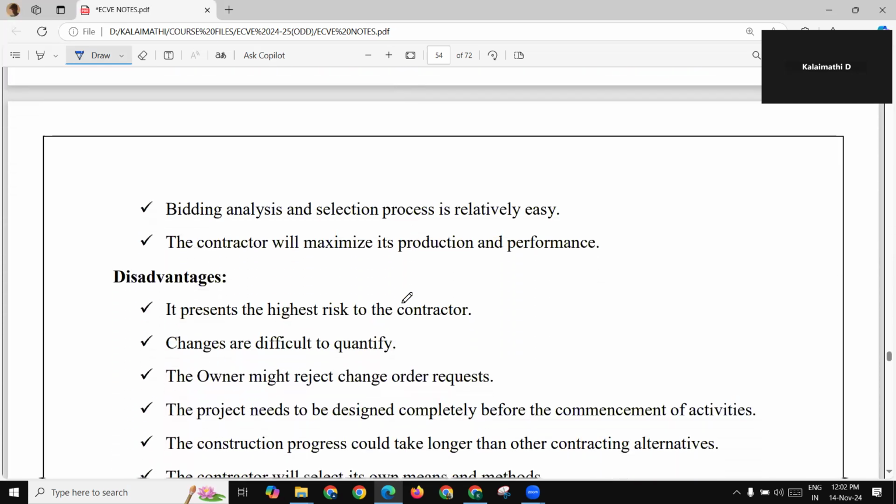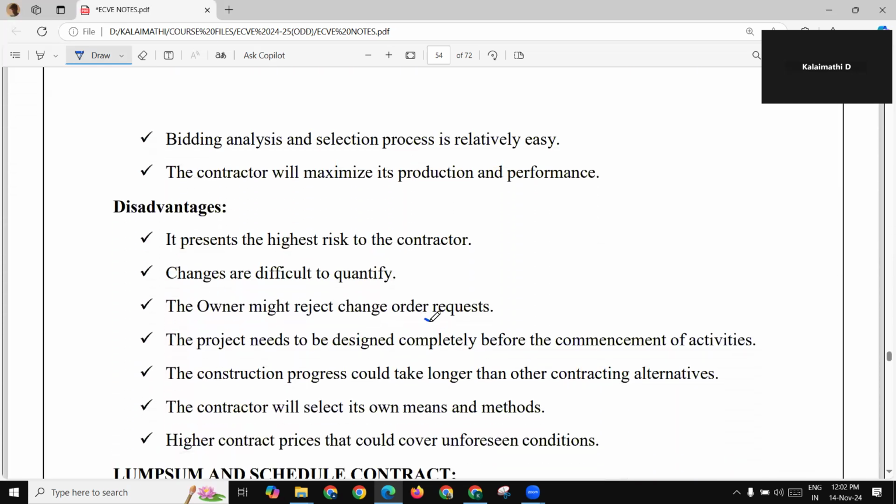And the disadvantage here is the owner might reject change order requests. Changes are difficult to quantify. It presents highest risk to contractor. High contract prices that would cover unforeseen conditions, for example, tea or coffee for the labors will come under the unforeseen condition. The contractor will select its own means and methods.